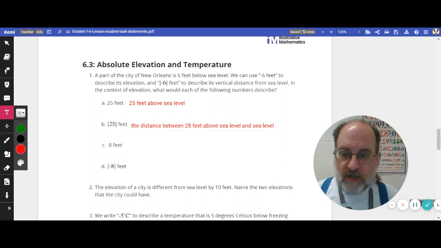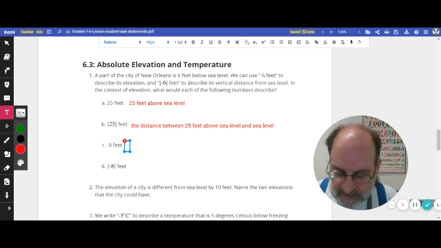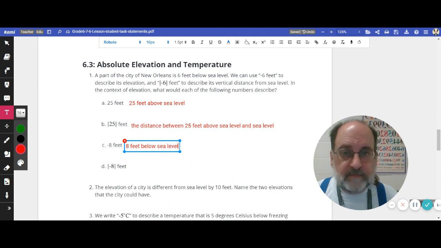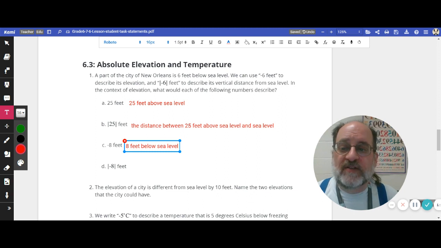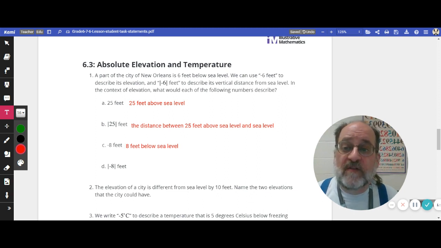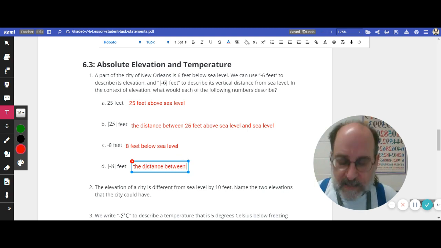The same thing is going on with negative numbers. When we see negative 8 feet, that is 8 feet below sea level. Parts of New Orleans are below sea level. That's why it floods. But when I see the absolute value of negative 8 feet, that is the distance between 8 feet below sea level and sea level.